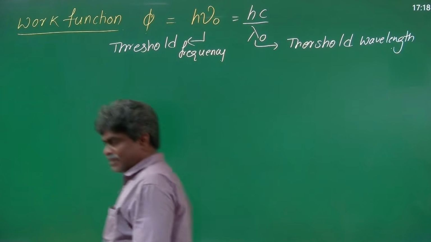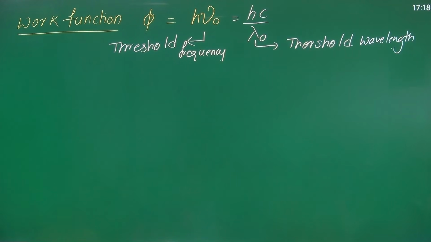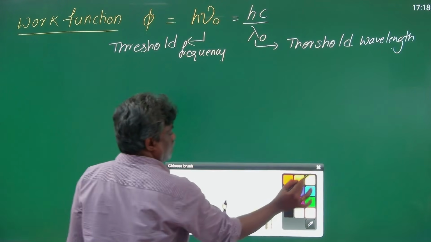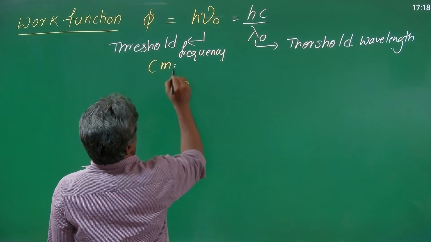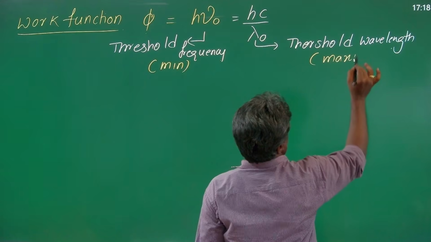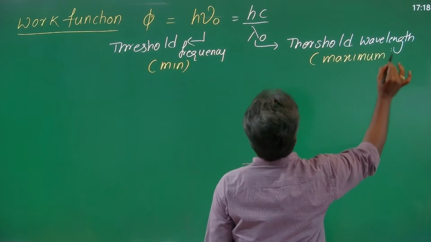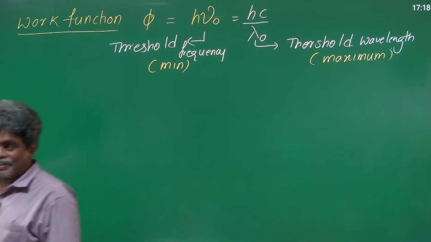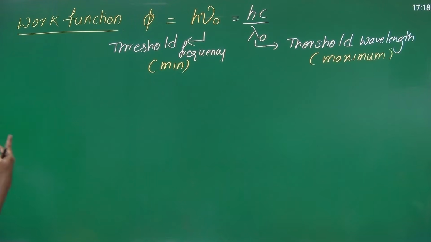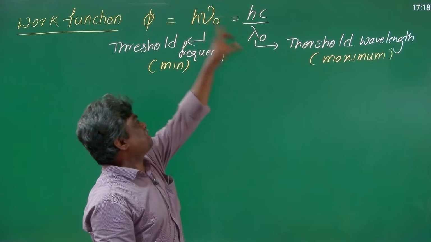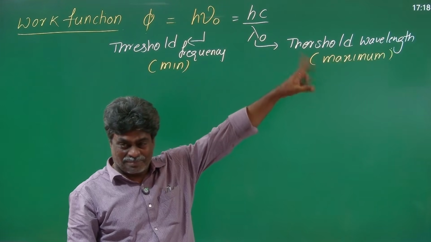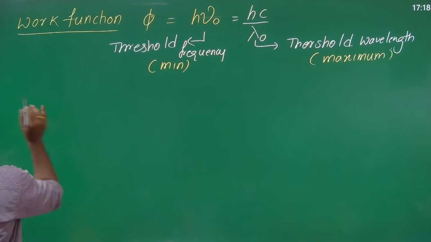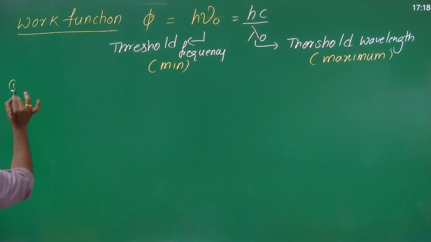So what is this threshold frequency or threshold wavelength? Threshold frequency is the minimum frequency. Threshold wavelength is the maximum wavelength. Wavelength is in the denominator, frequency is in the numerator. If this is a minimum, this is a maximum.